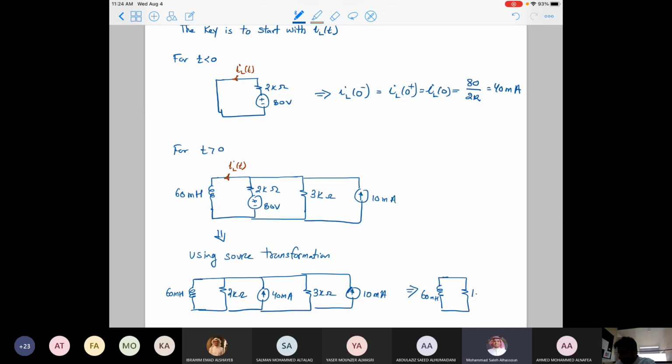The parallel combination of 2 kilo ohm with 3 kilo ohm is 1.2 kilo ohm. And since I have 2 current sources in parallel, the currents will add. This is going to give me 50 milliampere. Again, I'm interested in the current here.